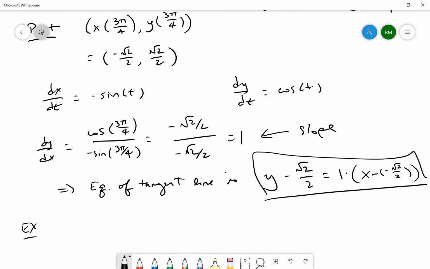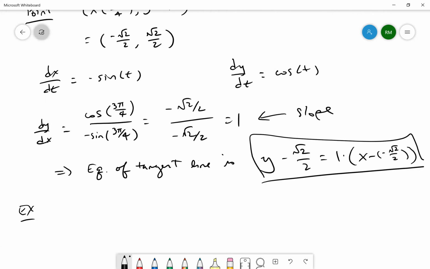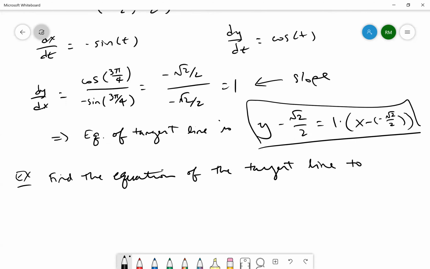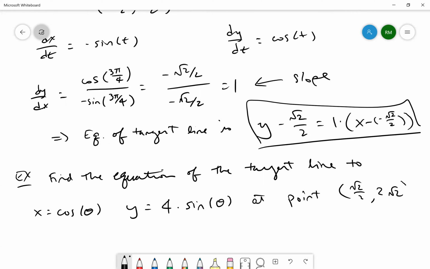So I'm going to give you an example to work on. I want you to find the equation of the tangent line to the function x equals the cosine of theta, y equals 4 times the sine of theta at the point, let's see, root 2 over 2, 2 root 2. So this will require you to solve for t, but I don't think you're going to find it to be too difficult.